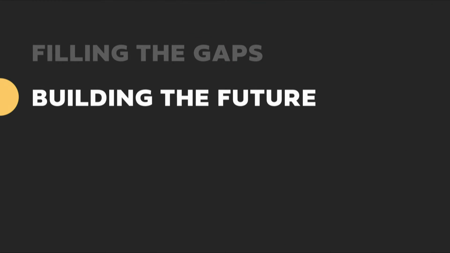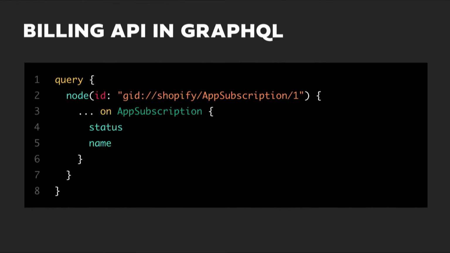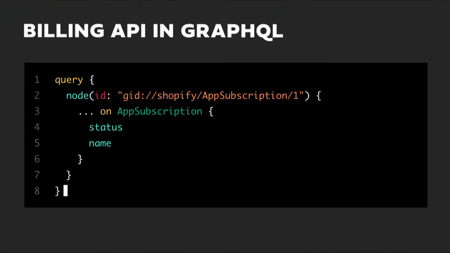Beyond existing behavior, GraphQL also allows us to build new APIs in a way that wasn't practical before. In a moment, we'll show you a few examples of some of the new things we've built. But first, let's talk about the Billing API. Many of you have asked us to port the RESTful Billing API to GraphQL, and we're happy to announce that it's done. You can now leverage the entire surface area of the Billing API in GraphQL. Here, you can see a simple example of querying for a subscription by ID and returning status and name.